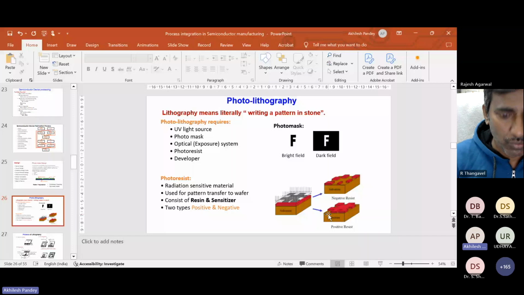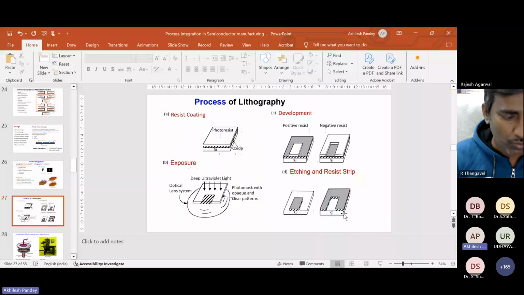So now the process of lithography: first the photoresist has to be coated onto the oxide substrate, SiO2. Then exposure, deep UV light exposure will be there. This is the optical lens and the photo mask, with the opto-clear patterns. Then development: after exposure, it has to be developed.